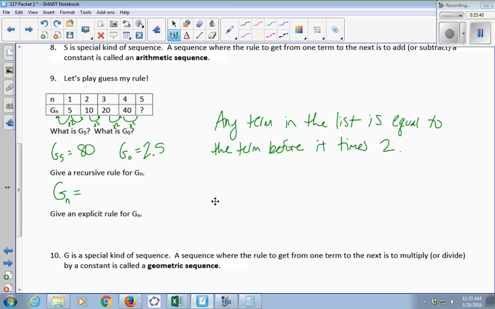So if I'm going to let G sub n represent a random term in the list, what notation do I use to represent the term right before that one? G sub n minus 1. Yep. And then times 2. Every term in the list is the term right before it times 2. Right. Recursive does not have to be only addition. The only thing that makes it recursive is that you use that n minus 1 subscript.